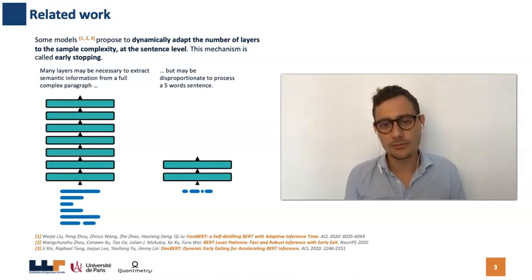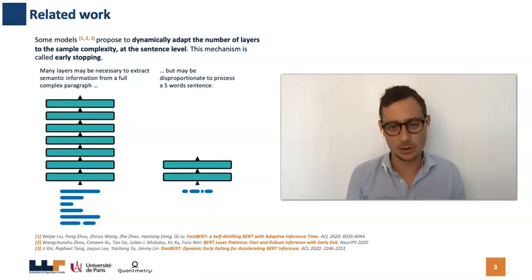Adapting the transformer depth is an active subject of research. Deep transformer models struggle to adapt to different levels of difficulty. For example, while 24 layers seem necessary to extract semantic information from a full, complex paragraph, this seems disproportionate to process a 5-word sentence.